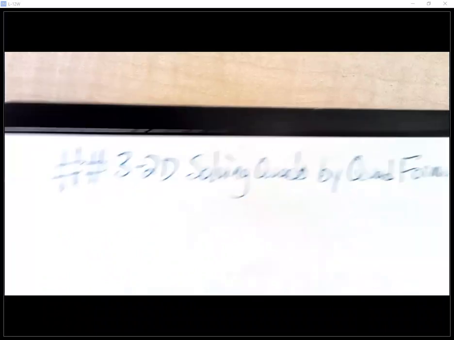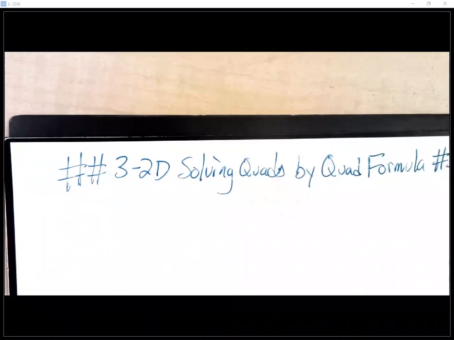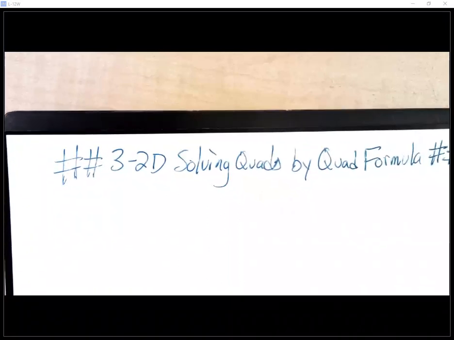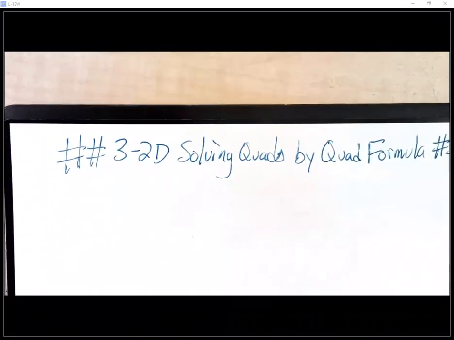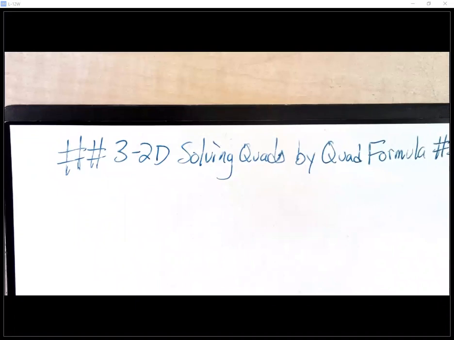Well, we are going to solve quadratics by the quadratic formula. And then we'll be done. That's it. You promise? Yeah. Pinky promise? Cross your heart, hope to die. Sticker.